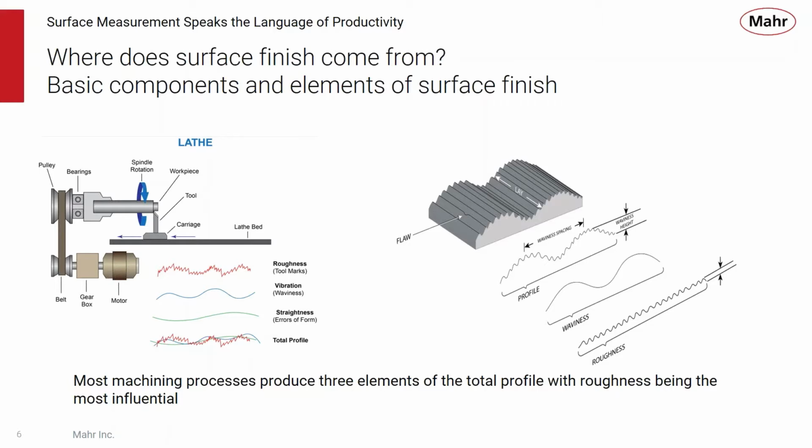manufactured. So the roughness could be the cutting tool marks. We could have some vibration from the bearings or the gearbox, and straightness of the ways can also be put onto the part that we're measuring. So each one of those components gets added together, and you can see that they all relate to the total part profile for surface finish.